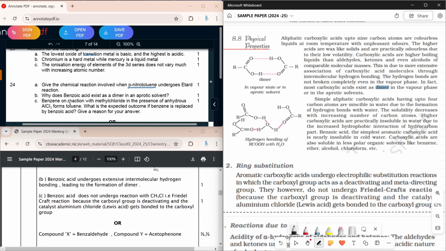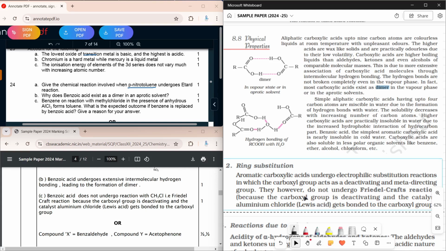The next one is: benzene on reaction with methyl chloride in the presence of anhydrous AlCl3 forms toluene. What is the expected outcome if benzene is replaced by benzoic acid? Give the reaction. Give the reason for your answer. Not the reaction, the reason. So basically, benzene on reaction with methyl chloride, if you remember, is actually the Friedel-Crafts reaction.